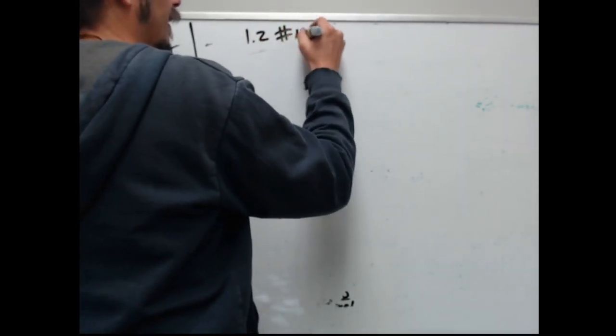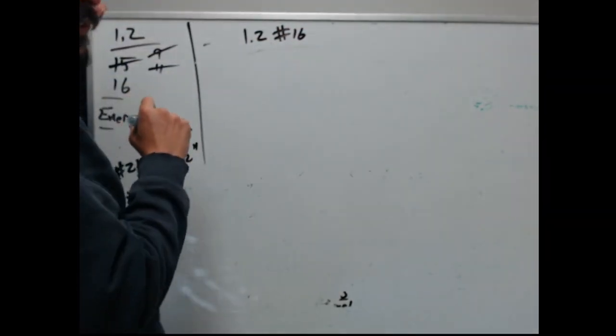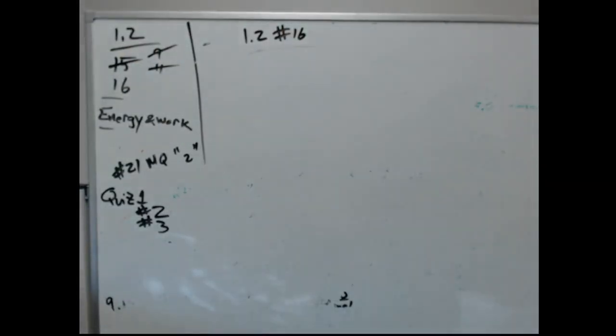I think you just answered it. I thought that was number 15, not 16, right? Yeah, 1.2, number 16. It says find the mass in grams. Oh, I did both, 15 and 16 already. Well, that's even better.